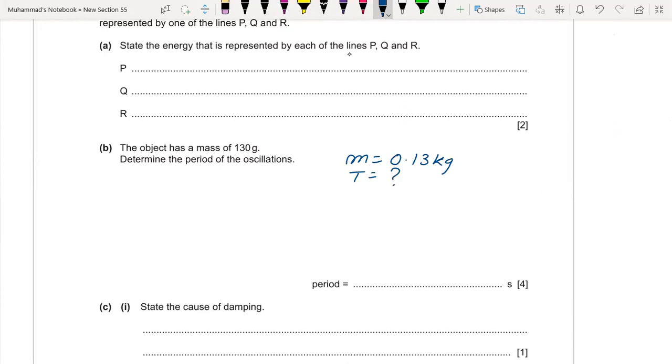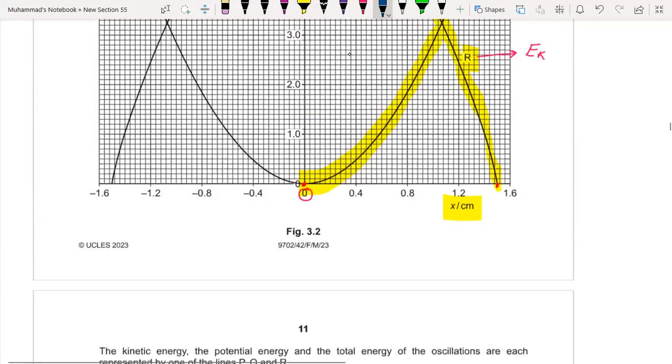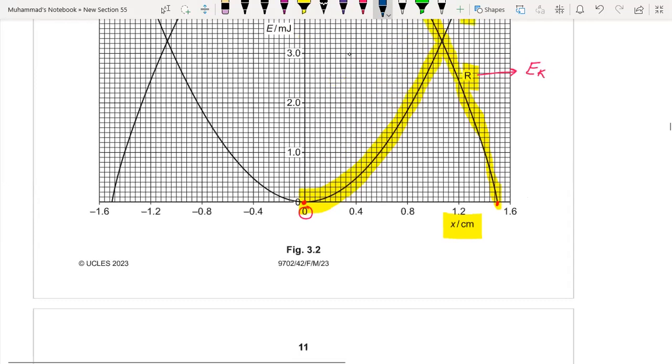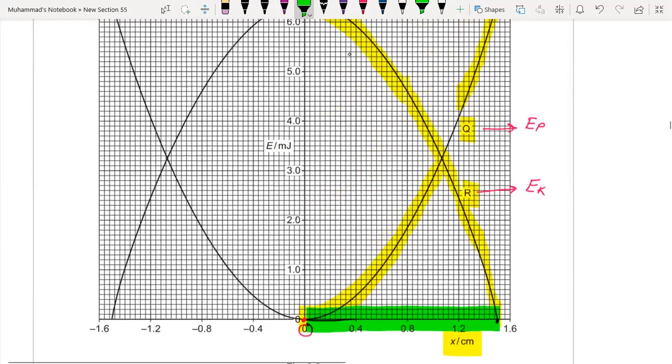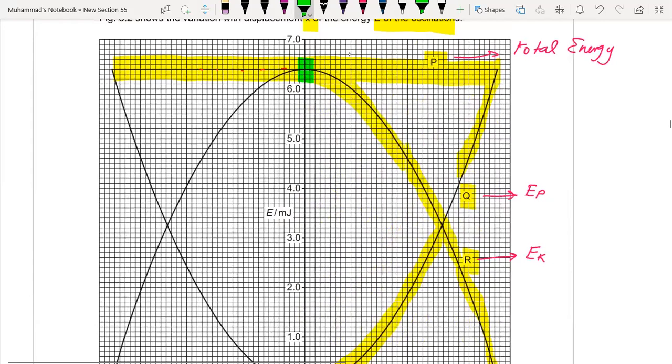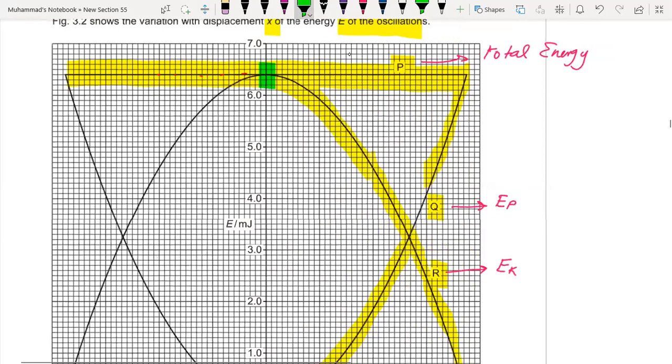How can we do that? What else we know from this graph? From this graph, as I stated earlier, we can find the maximum displacement or amplitude. This is the maximum displacement or amplitude. And from this graph, we know the total energy. And the total energy you can easily read on vertical axis.